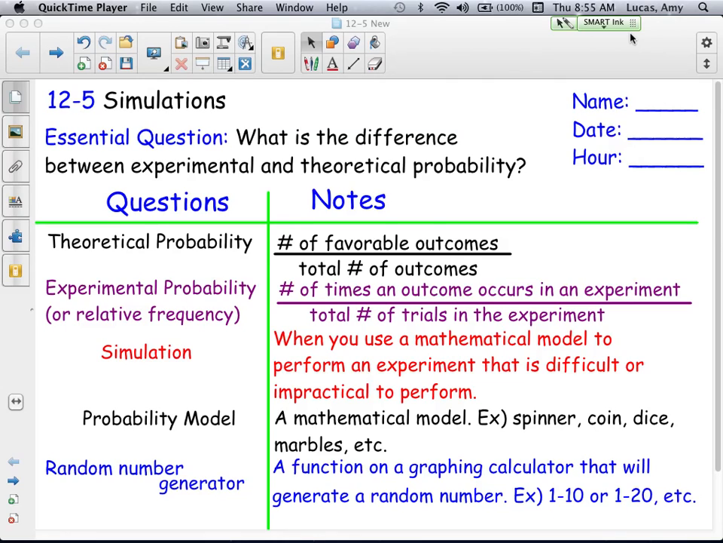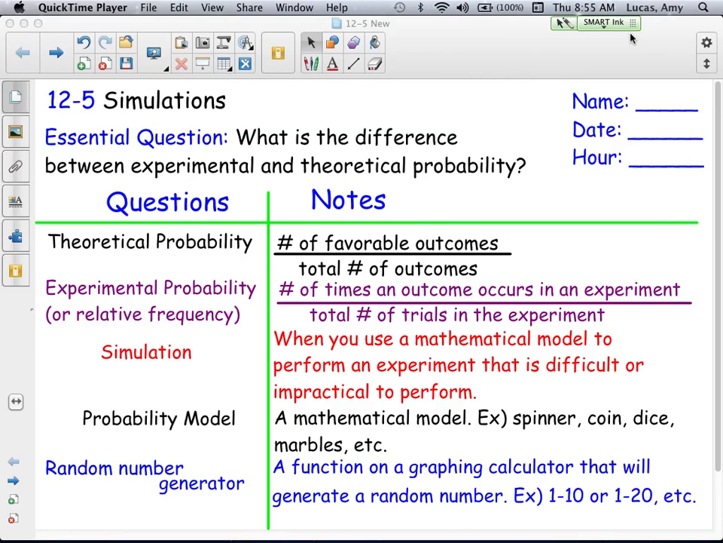Our experimental probability, or relative frequency, is a little bit different. It's analyzing the results of an experiment. So the number of times an outcome occurs in an experiment divided by the total number of trials in the experiment. So our theoretical probability is what we expect to happen. Our experimental probability is what actually happens after we carry out an experiment.